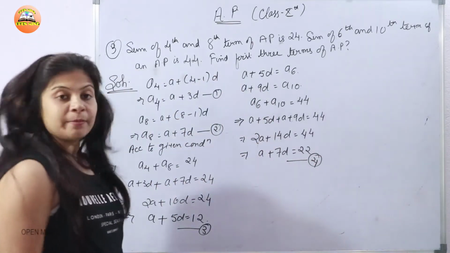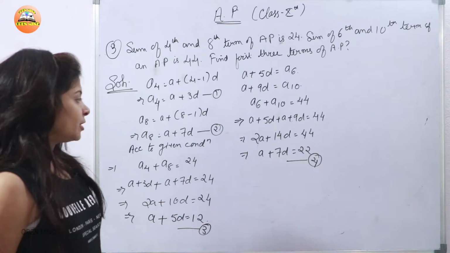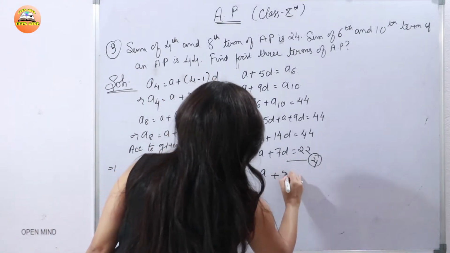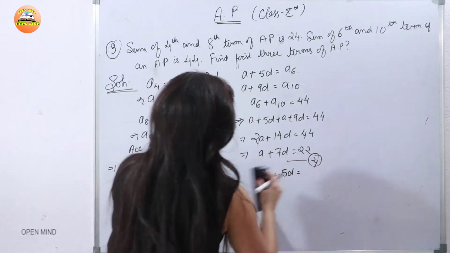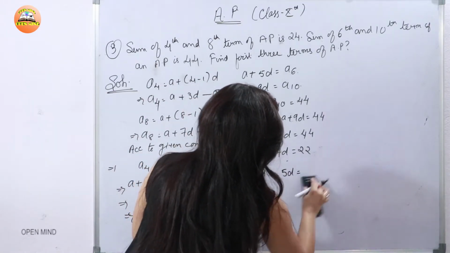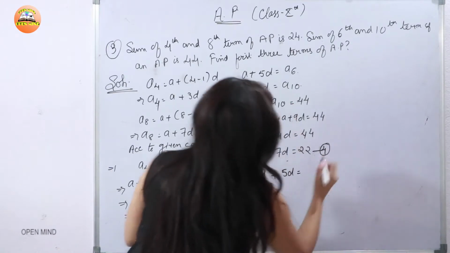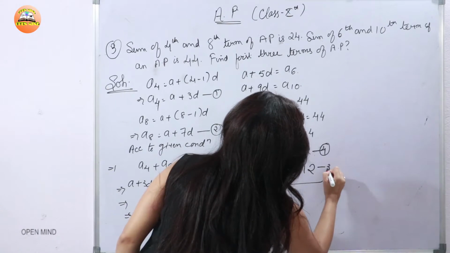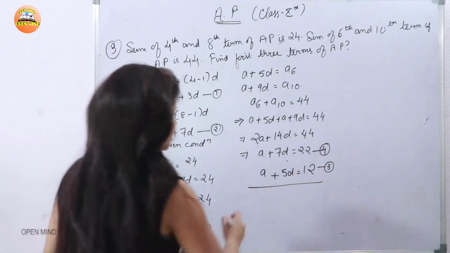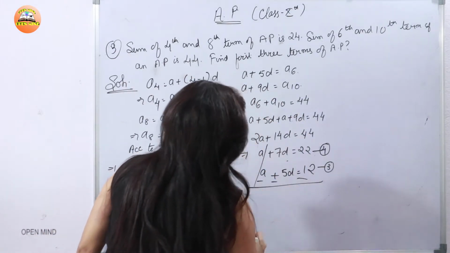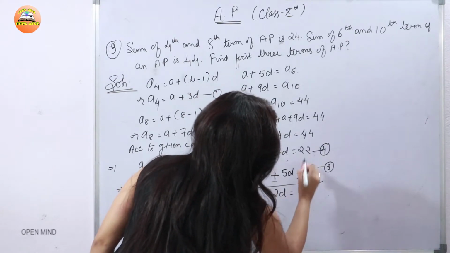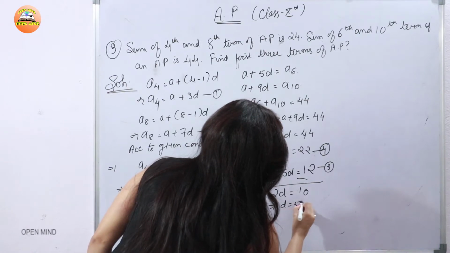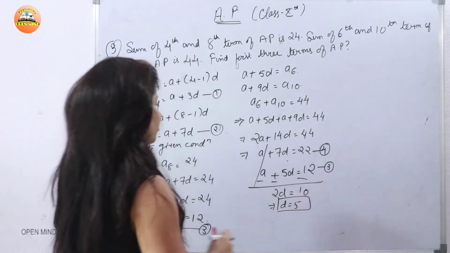So now we will solve equation number 3 and 4 simultaneously to get the values of a and d. We can write a plus 7d is equal to 22, and a plus 5d is equal to 12. This is equation number 3. So now we do subtraction. This part gets cancelled. 7 minus 5 is 2. 2d is equal to 10. So what will be d? The value of d comes out to be 5.